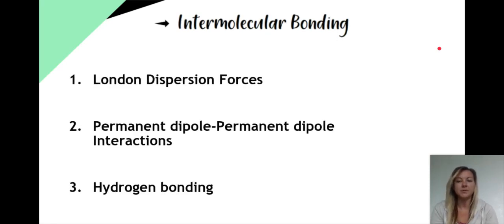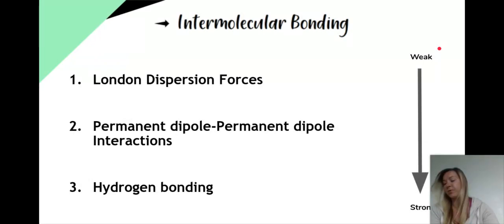There are 3 types. Number 1, we have London dispersion forces. These are the weakest type of intermolecular forces. Number 2, we have permanent dipole to permanent dipole interactions. They are a little bit stronger than London dispersion forces. And hydrogen bonding, lastly, is the strongest of the intermolecular forces. So they are listed here in increasing strength, and they are in your booklet as well.